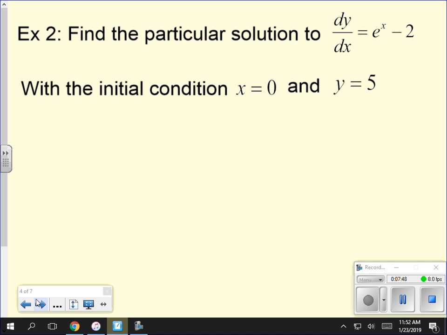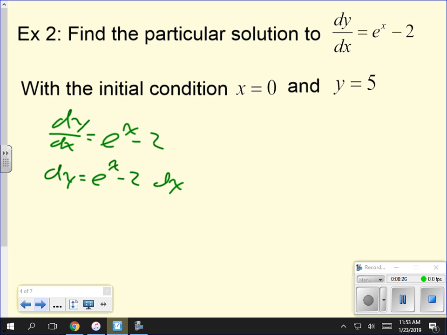Example number 2. Find the particular solution. And we've done this. You did this with other parts. Find the particular solution. In other words, find the original equation, y equals blah blah blah, that passes through that particular point. One that goes through the point (0, 5). Process is the same to begin with. First step, dy is on one side, x is on the other. dy equals e to the x minus 2 dx.